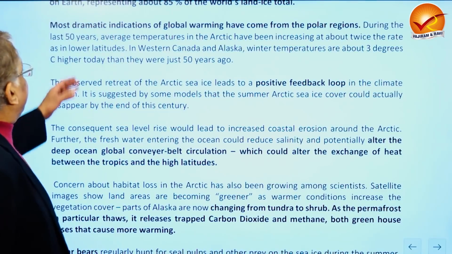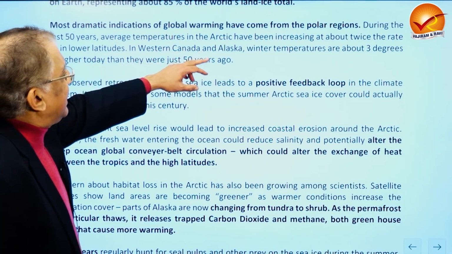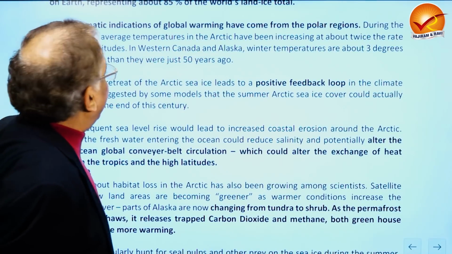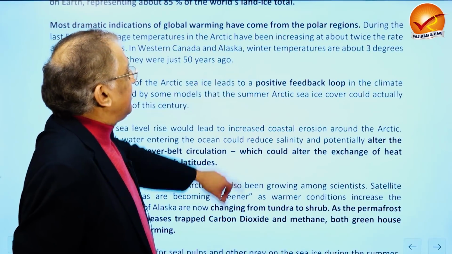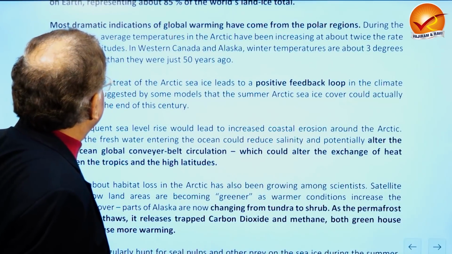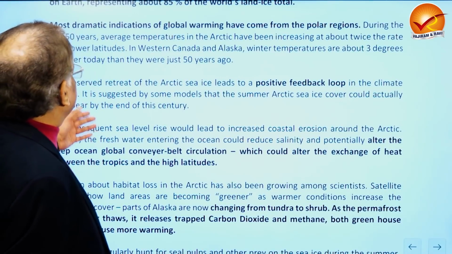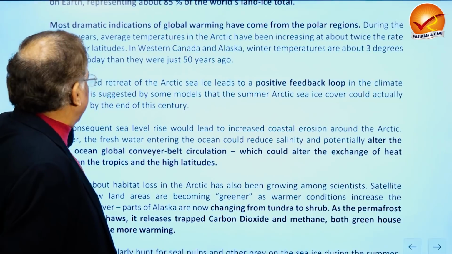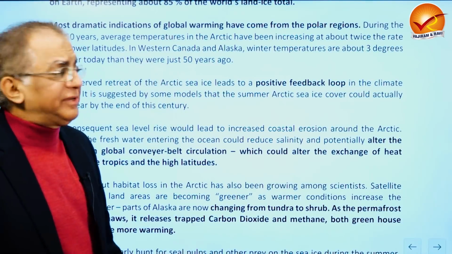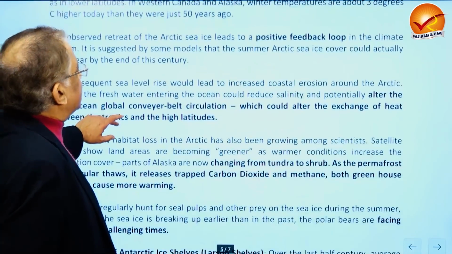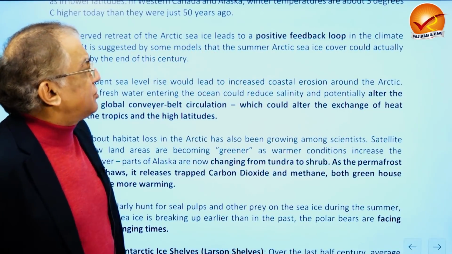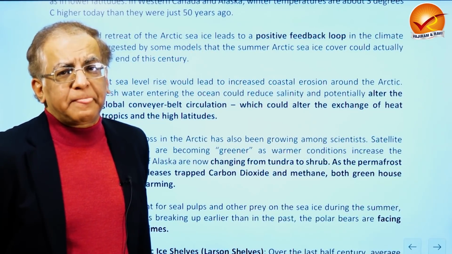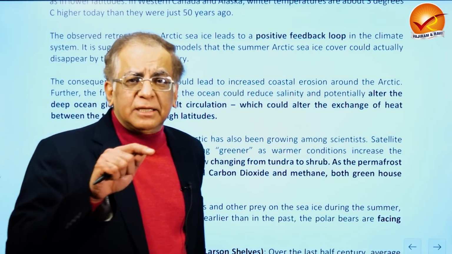During the last 50 years, average temperatures in the Arctic have been increasing at about twice the rate as in lower latitudes. In Western Canada and Alaska, winter temperatures are about 3 degrees centigrade higher today than what they were just 50 years back. And the observed retreat of the Arctic sea ice leads to a positive feedback loop.